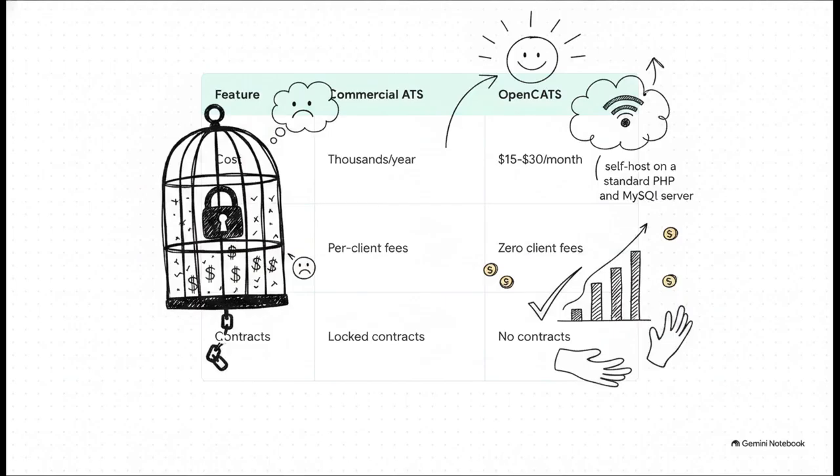Commercial ATS platforms can easily bleed you for thousands of dollars a year, complete with punishing per user or per client fees, and they usually lock you into tight annual contracts. OpenCATS, on the flip side, just relies on self-hosting on a standard PHP and MySQL server. Standard web hosting for that? It typically costs maybe $15 to $30 a month. That's it. Zero per client fees, zero contracts. The annual savings can easily run into the thousands of dollars.